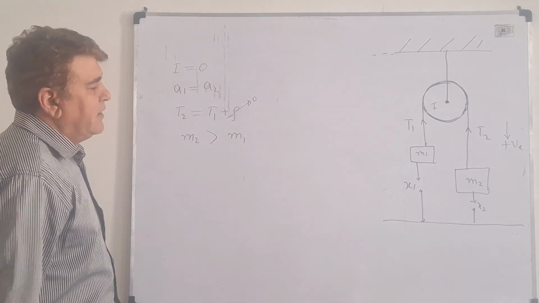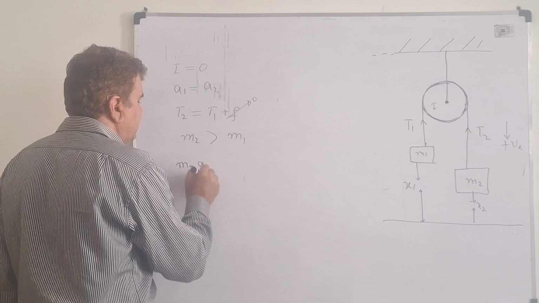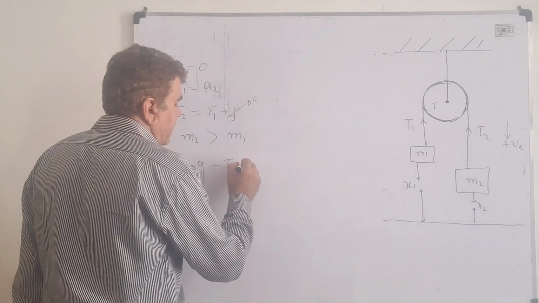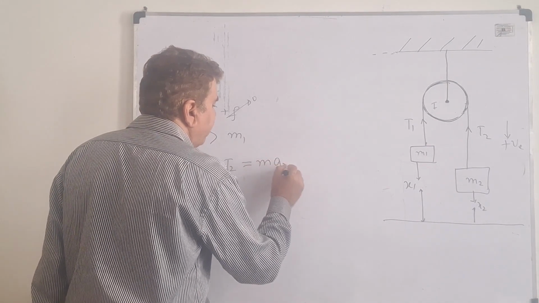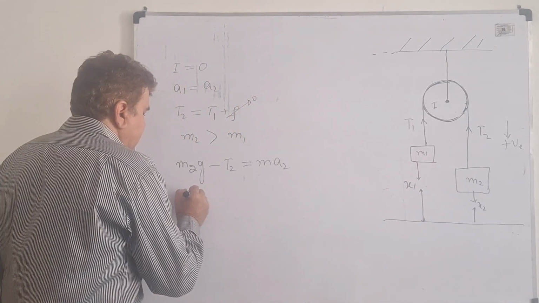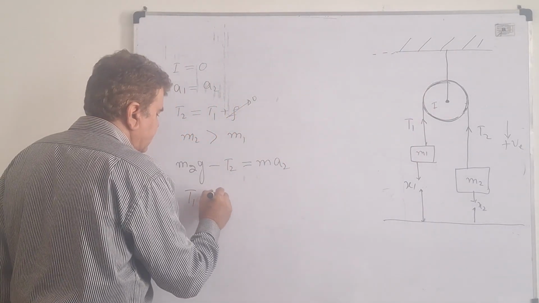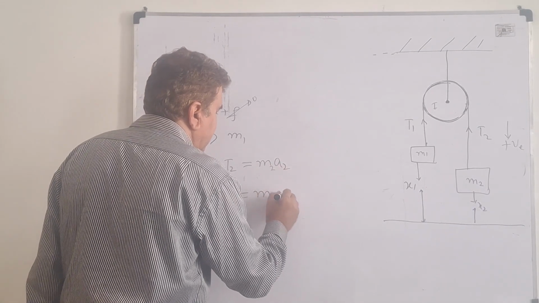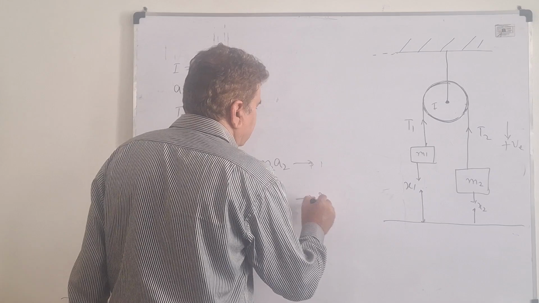So under these conditions, the net force acting on this body is in fact equal to M2G, that is the weight, minus T2. And according to Newton's second law, this net force must be equal to mass times acceleration of body 2. And for this case, I can write T1 would be greater, since this would be moving in the upward direction, T1 minus M1G equals M1 times A1. This is equation 1 and this is equation 2.